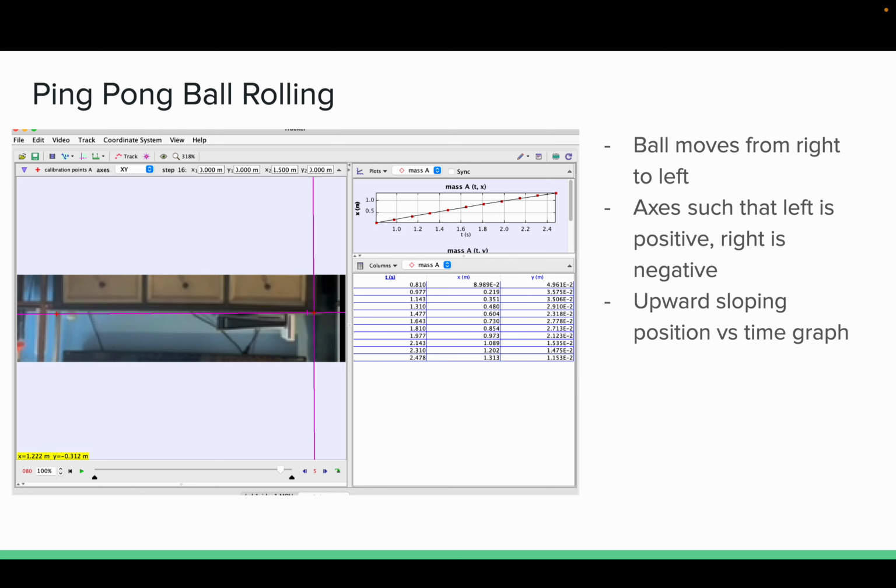Here's a screenshot of me using Tracker to analyze the video of the ball. In my video, the ball moves from left to right. Therefore, I made the axes such that left is positive and right is negative so I could obtain an upward sloping position versus time graph.